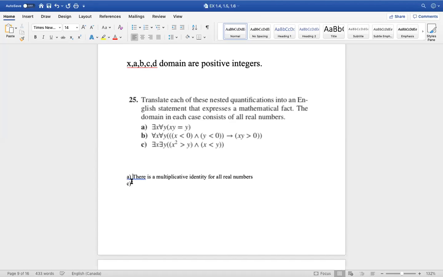Part C. So we have this, there exist x and y, where the domain consists of all real numbers. So we are saying that x squared is greater than y and x is less than y. So we say there exists a real number x and a real number y such that x squared is greater than y and x is less than y.